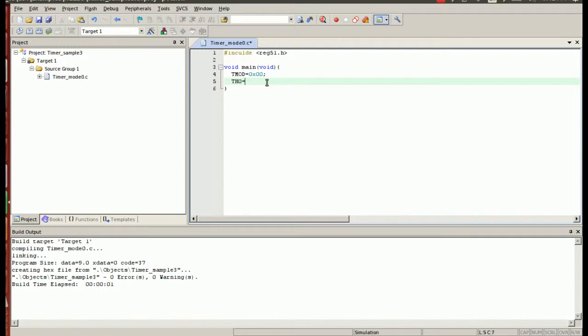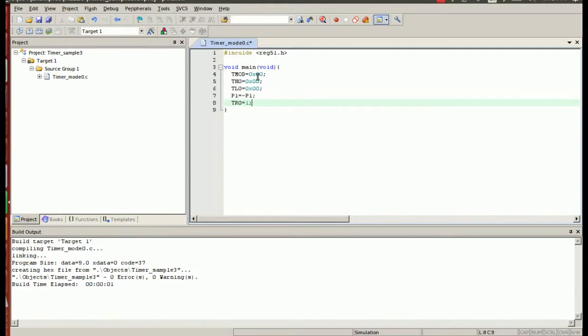Then TH0 is equal to 0x00, TL0 is equal to 0x00. And then I am going to complement bit 5 of port 1. So P1^5 is equal to tilde P1. What happens here is the entire port 1 will be complemented. Then I am going to run timer 0 by setting TR0 to 1.